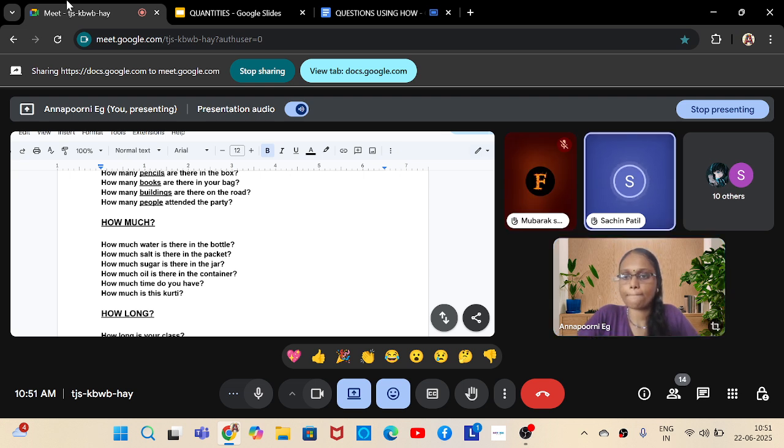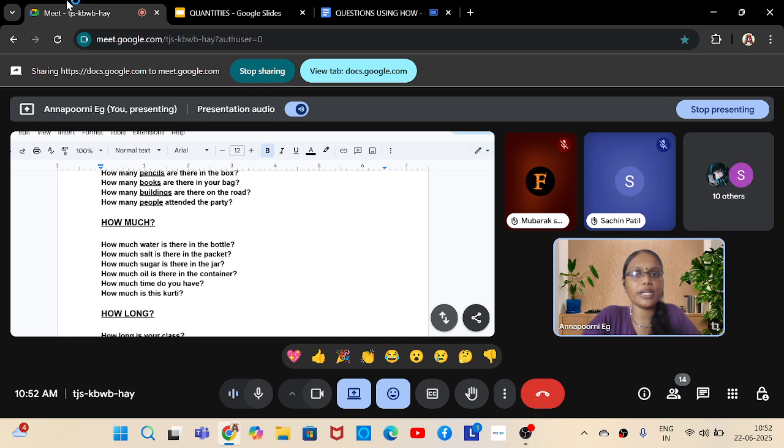How much water is there in the bottle? How much salt is there in the packet? How much sugar is there in the jar? How much oil is there in the container? How much time do you have? How much is this kurti? All right. So here you can see the last question is how much is this kurti?